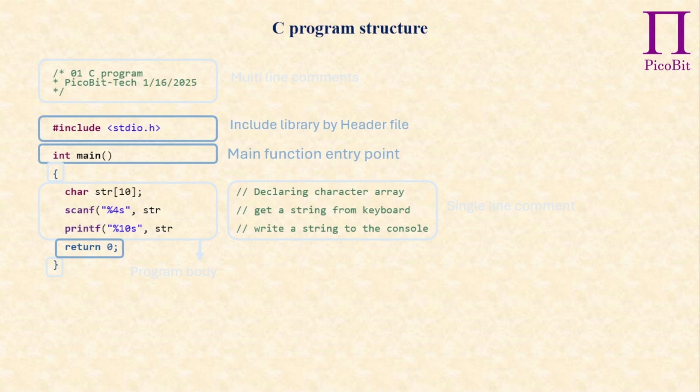Program body. The program's instructions are written inside the main function. These instructions define the operations the program performs. Statement. A statement is an individual instruction executed by the program. In C, every statement must end with a semicolon. The statements include declaration statements for defining variables or constants, expression statements for performing calculations or calling functions, and control statements for controlling the program, for example, if and for.